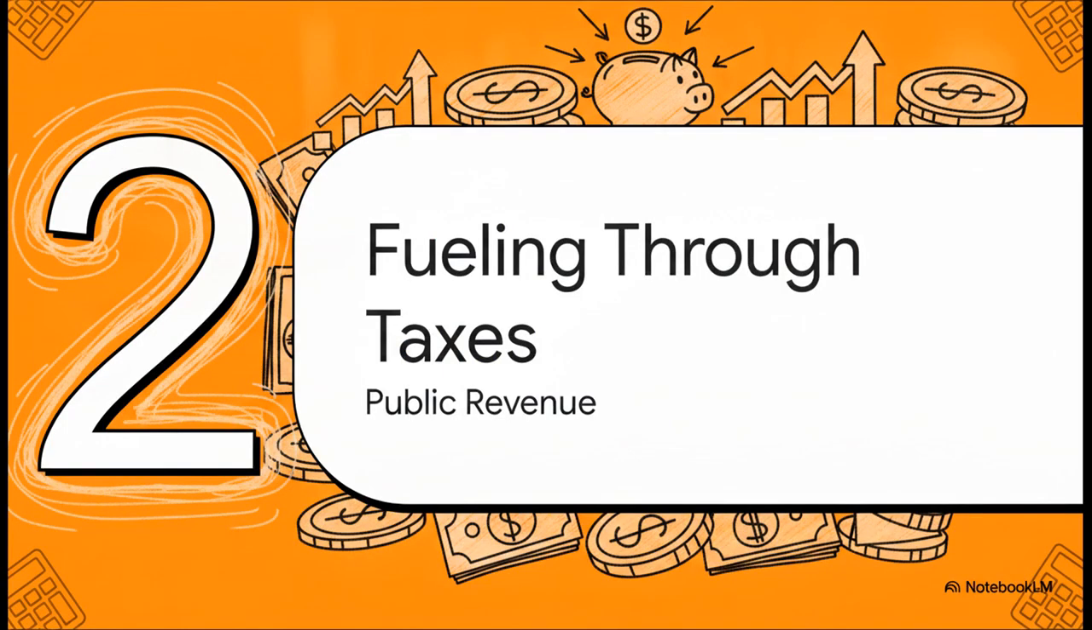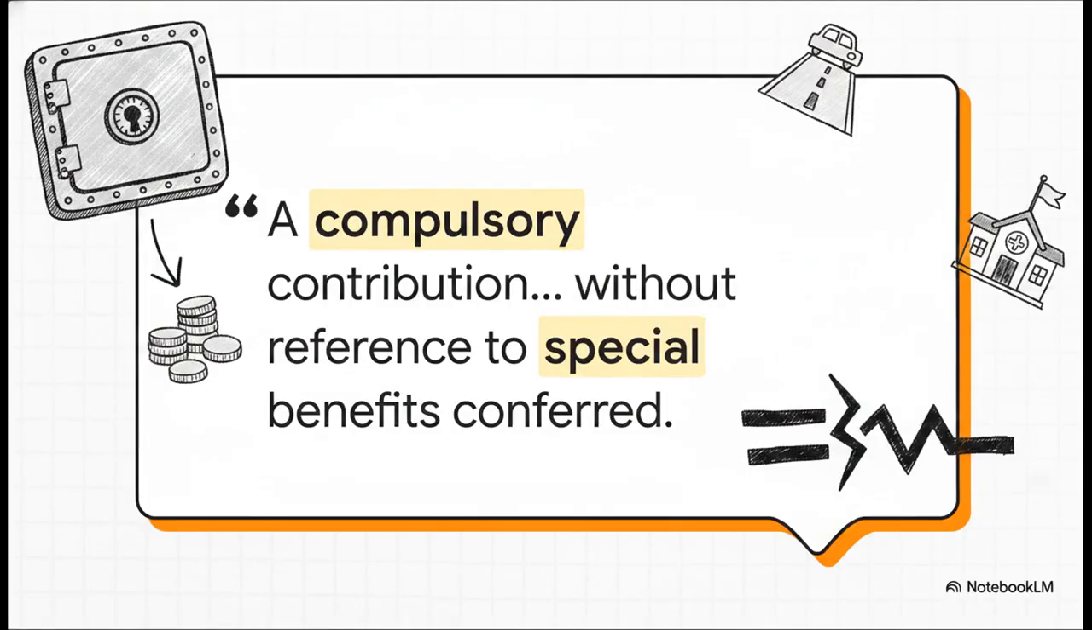Which brings us to Section 2, Fueling the State Through Taxes. So where does the fuel come from? Economist E.R.A. Seligman completely nailed the definition of a tax. I want you to notice the second half of his quote. Without reference to special benefits conferred, it's a compulsory contribution, meaning you can't pay $1,000 in income tax and expect a $1,000 personalized receipt of specific government services in return. It's not a subscription service. You're funding the general ecosystem for the common interest of everyone.